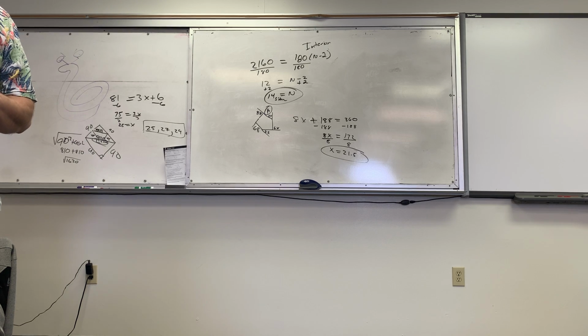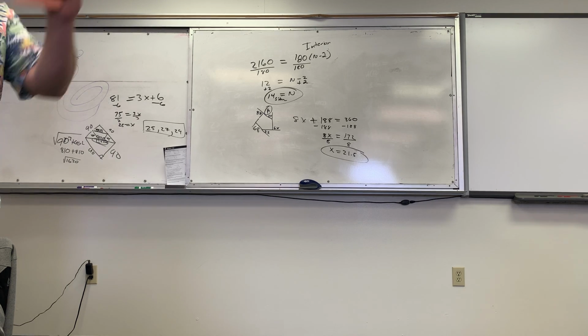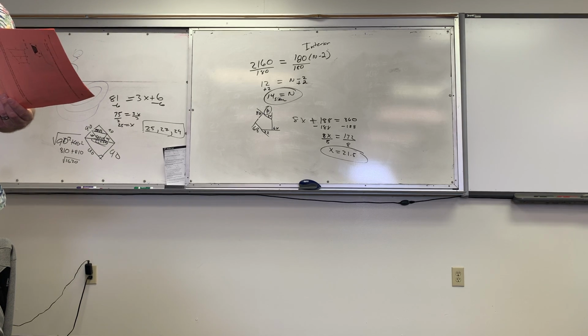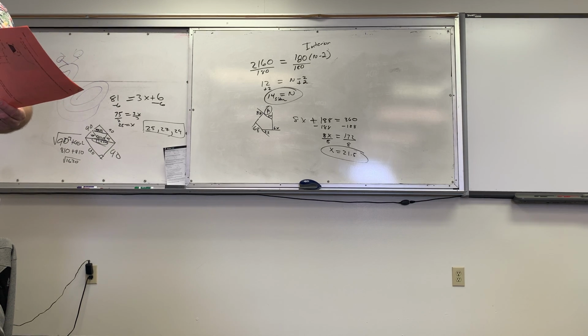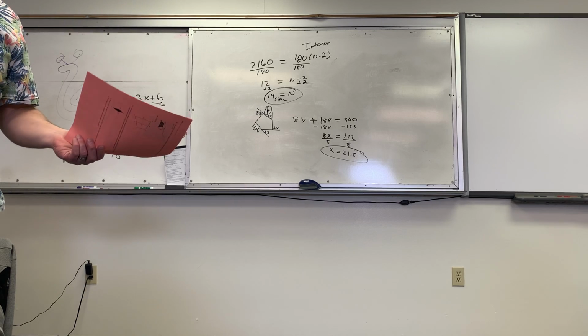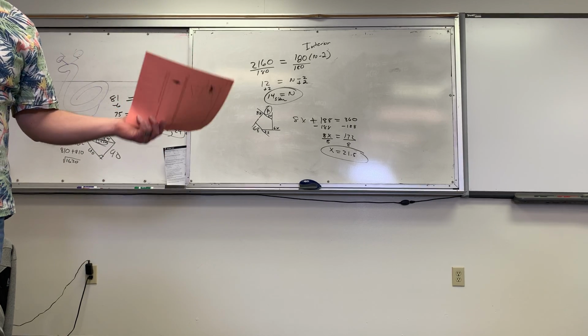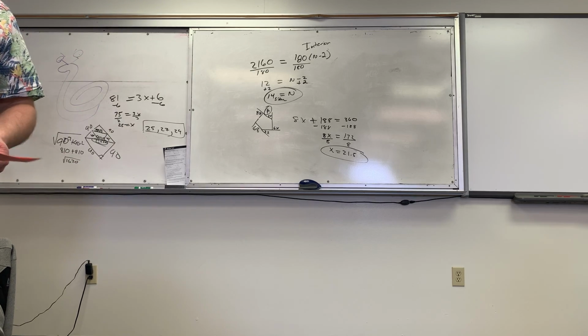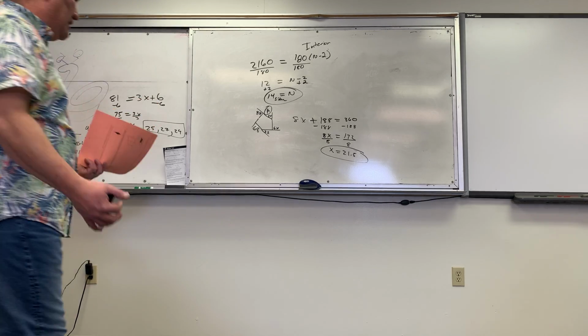What does regular mean? They all have the same size. Each angle is the same measure. Each side is the same length. Everybody got it? So you might want to have that in your notes if you don't already. Regular means each side is the same measure or length, and each angle is the same measure.